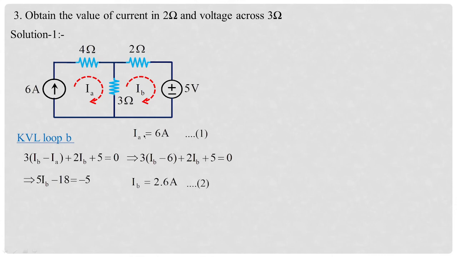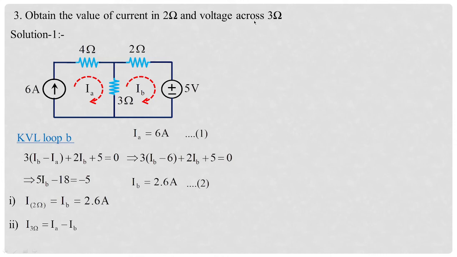So once we are done with IA and IB, we can easily get the remaining values. So what is the first question? Obtain the value of current in 2 ohms. So the current in 2 ohms is nothing but the current which is flowing in loop IB. So this is the same current, that is 2.6 amperes.